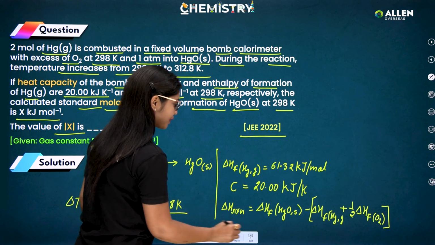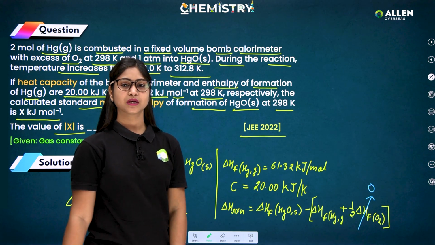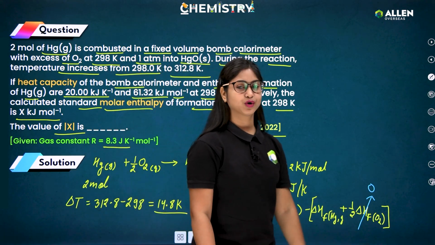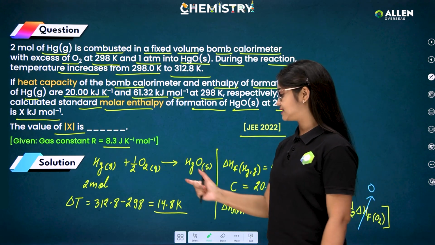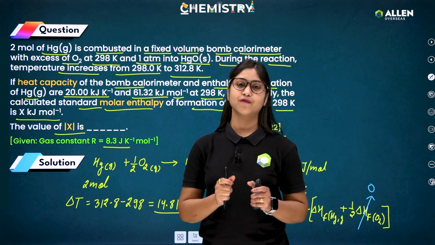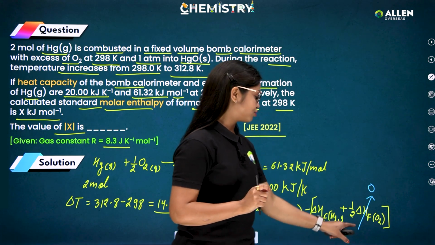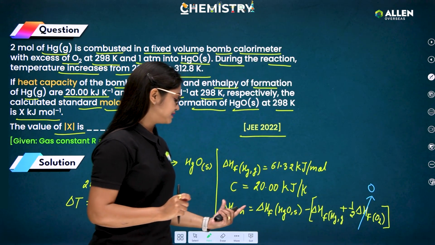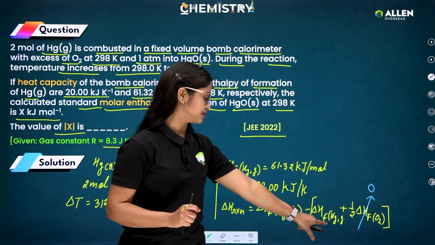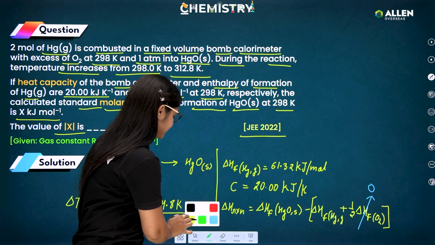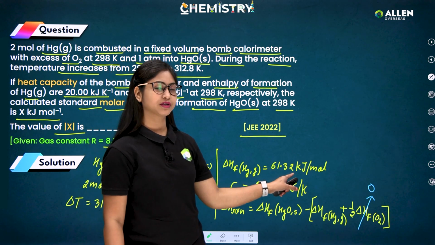And here one thing: this delta H formation of O2 value will become 0. Why? Because we know O2, oxygen gas, is already present in its standard state. So delta H formation for a substance which is present in its standard state is always 0, right? So now what is left? Delta H reaction is equal to delta H formation of HgO minus delta H formation of Hg gas, right? Now this value is already given in the question. This is 61.32 kilojoule per mole.